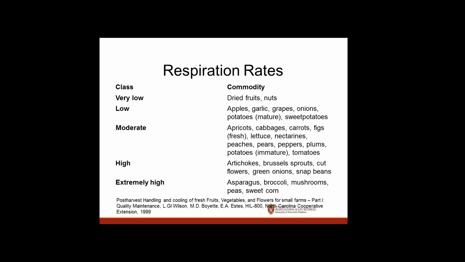Then we have respiration rates. Respiration rates range from low to high for different types of produce, and this has to do with the temperature. The high respiration fruit, we want to get cooled as fast as possible so we don't convert starches to sugars or reduce sweetness, basically. So getting those cold as fast as possible is important. And I've referenced a publication here from North Dakota, or not North Dakota, North Carolina, that covers this topic.